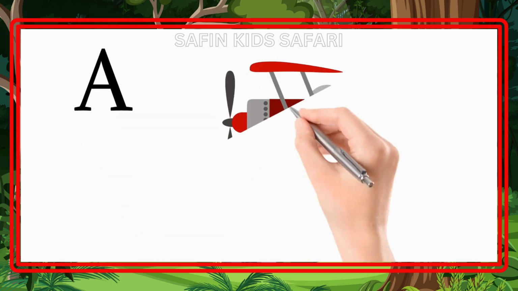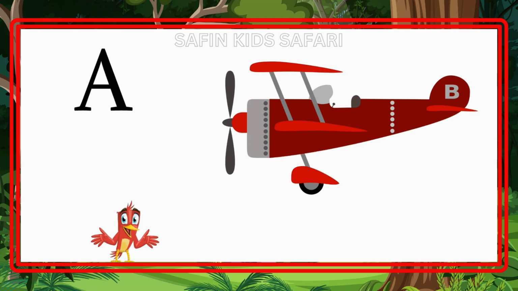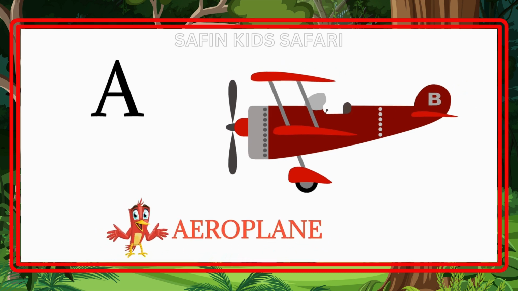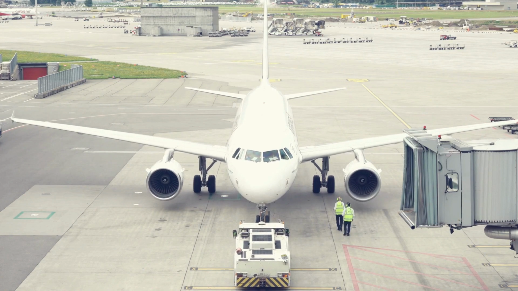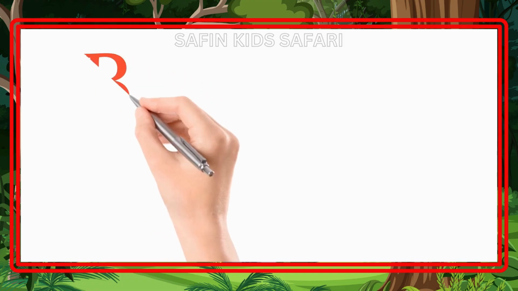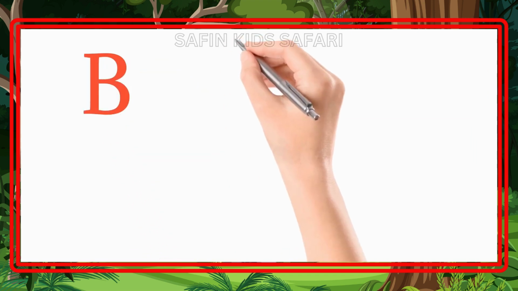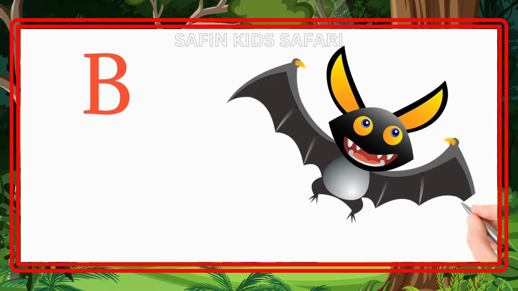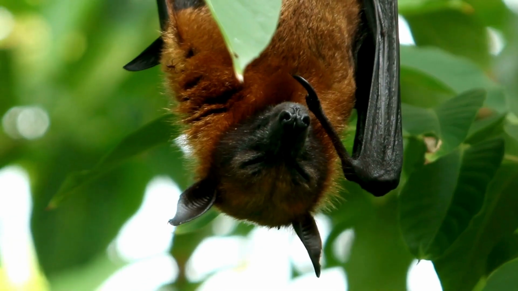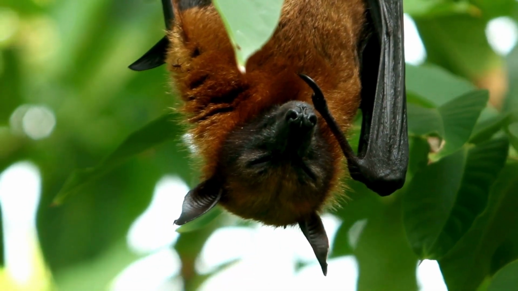A. A for aeroplane. Wow, aeroplane. B. B for bat. Nice bat.